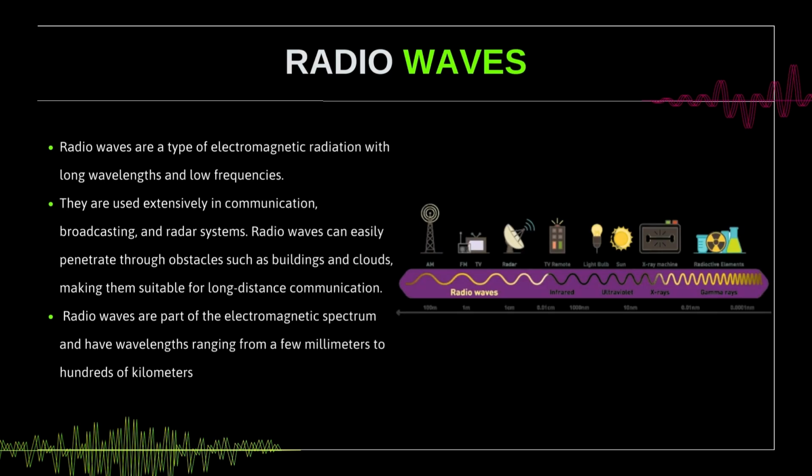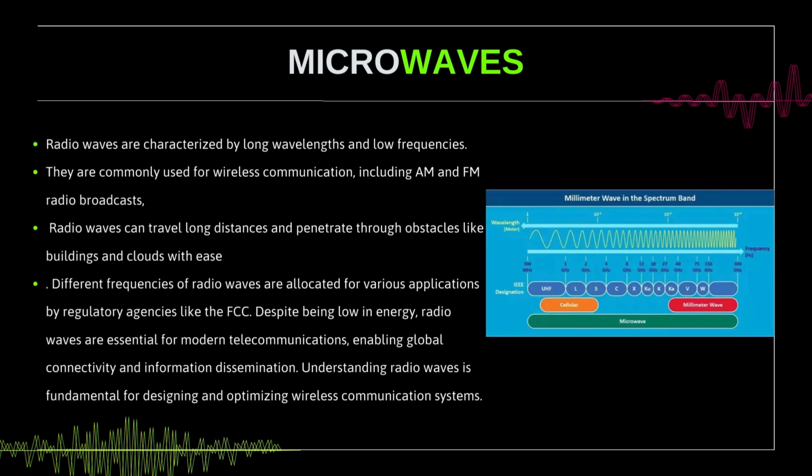Radio waves. Radio waves are a type of electromagnetic radiation with long wavelengths and low frequencies. They are used extensively in communication, broadcasting, and radar systems. They can easily penetrate through obstacles such as buildings and clouds, making them suitable for long-distance communication. Radio waves are a part of the electromagnetic spectrum and have wavelengths ranging from a few millimeters to hundreds of kilometers.